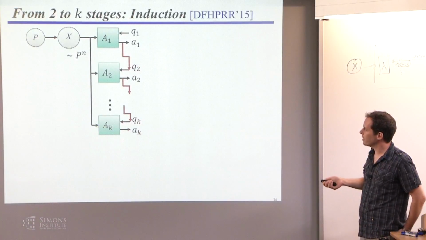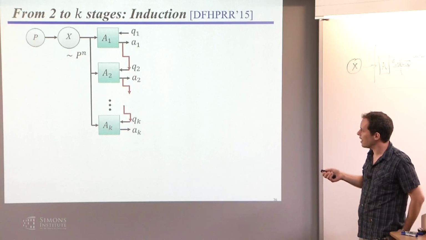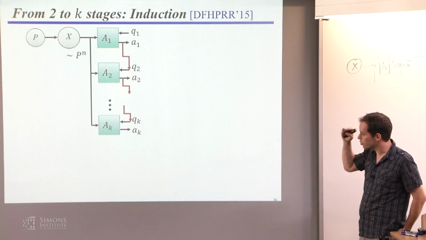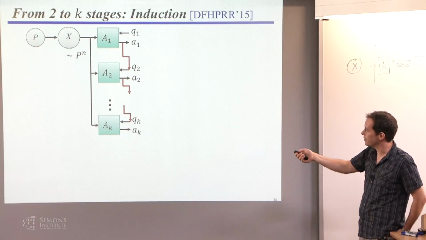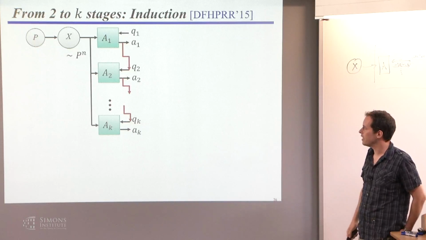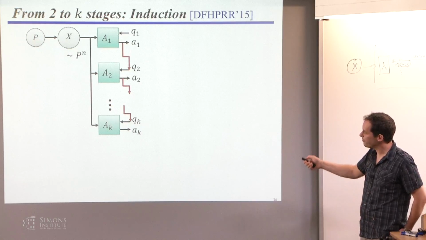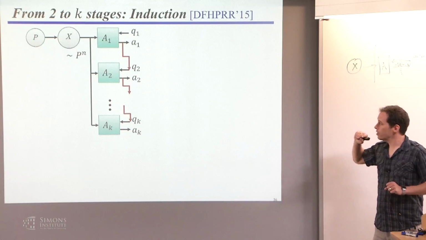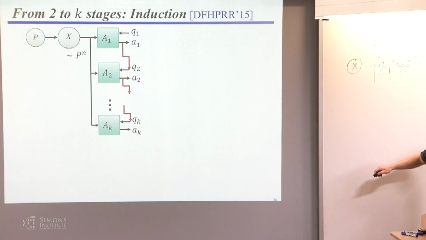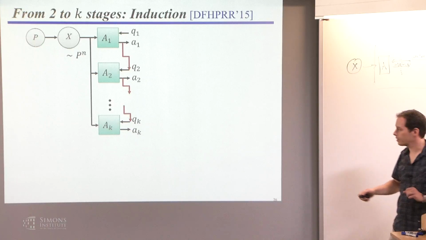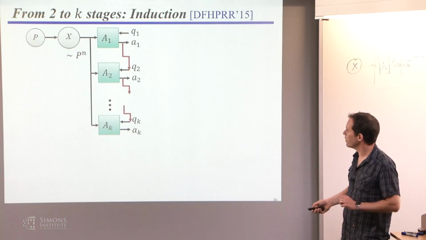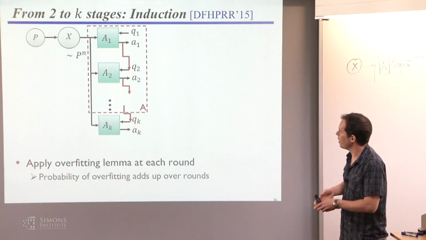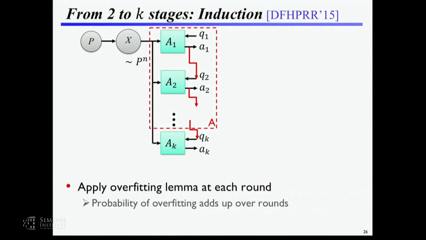So the lemmas we had in the previous slides talked about what happens with just two steps, where I ask a query, get an answer, ask a second query, get an answer. Now I want to lift this result to k steps. Okay. So the simplest way to do this would be by induction. Everybody likes induction. One thing we could do is imagine that we view this as a sequence of two-stage games.